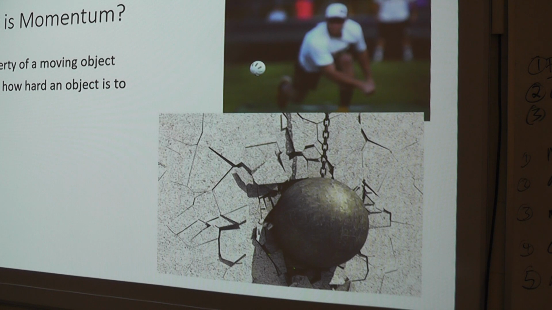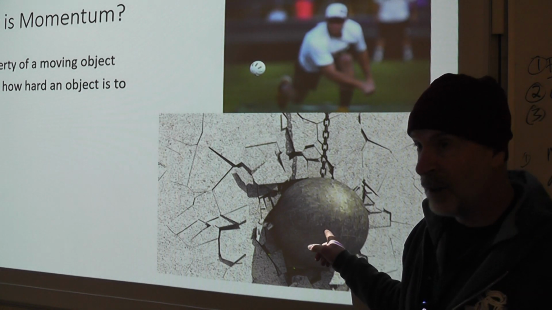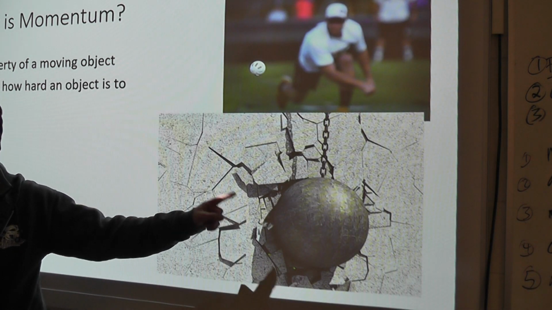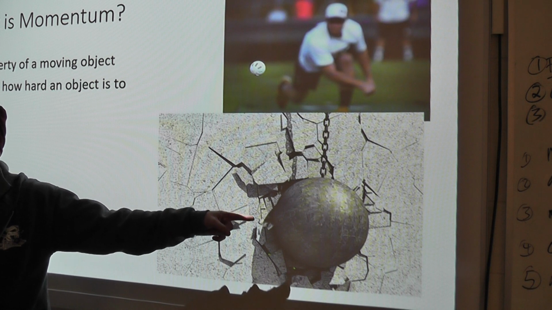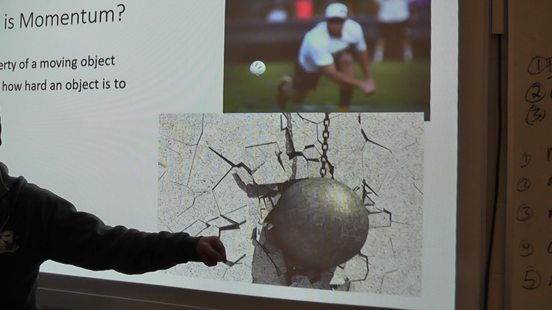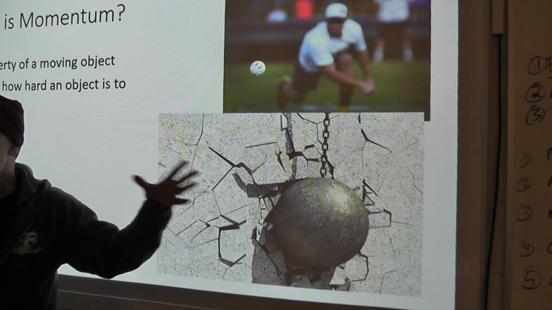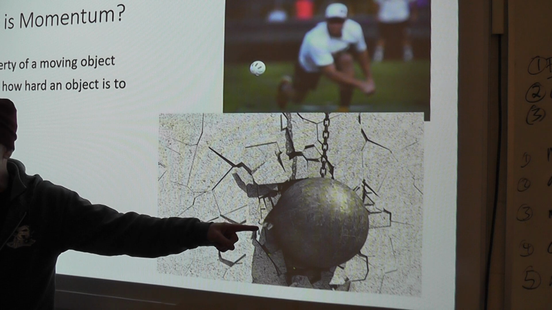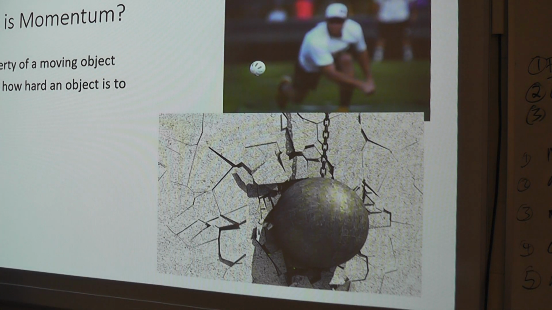So if we think about, in this image, this wrecking ball, two slightly different objects. If we think about this wrecking ball, even if it weren't moving very fast, it would still be kind of hard to stop, right? You can imagine something moving really slowly, but if it's this heavy, boy, you better be careful. What's the other way we can make something harder to stop?